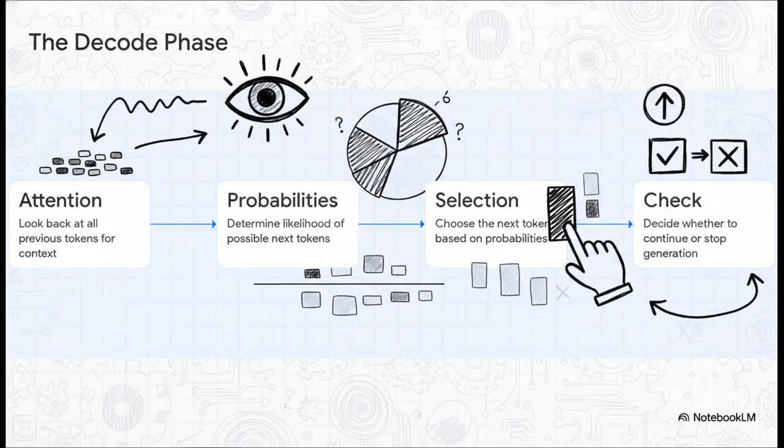Okay, let's move to the decode phase and see how this builds. Once the prep is done, the model enters this phase and uses a four-step loop for every single new word it writes. It computes attention by looking back at the context, calculates the probability of what word should come next, selects that token, and then decides if it should stop or keep going. And because it has to keep track of all the previously generated tokens every single time it does this, this phase is incredibly memory intensive.